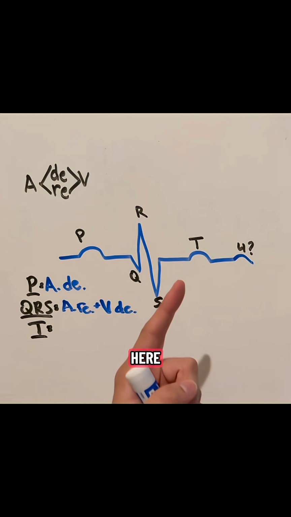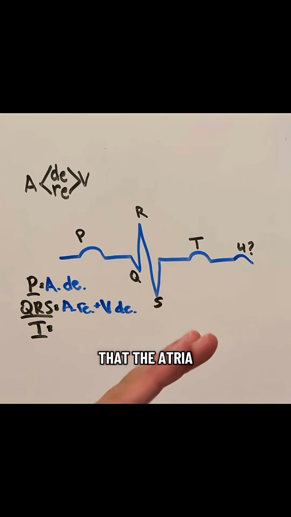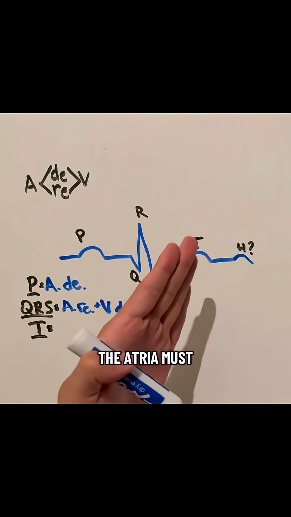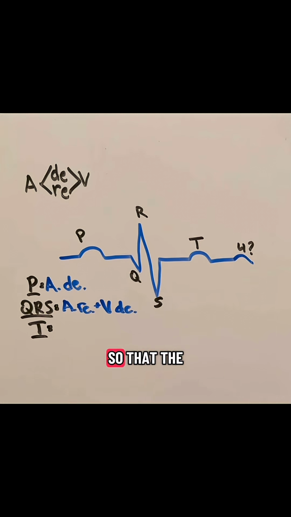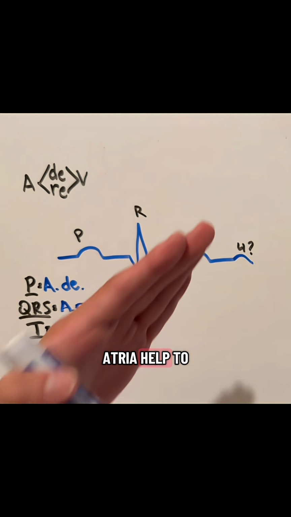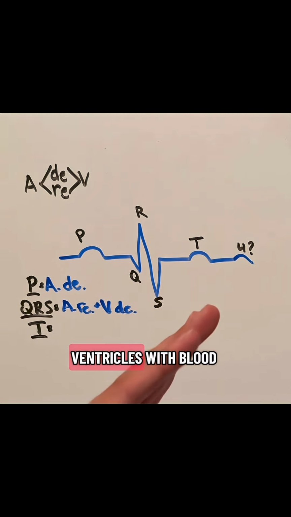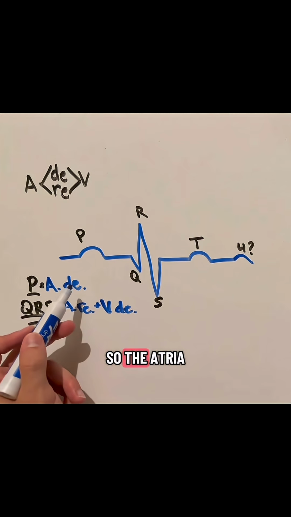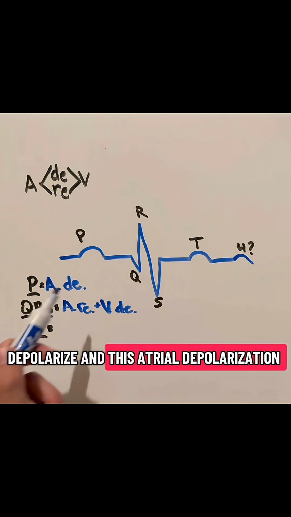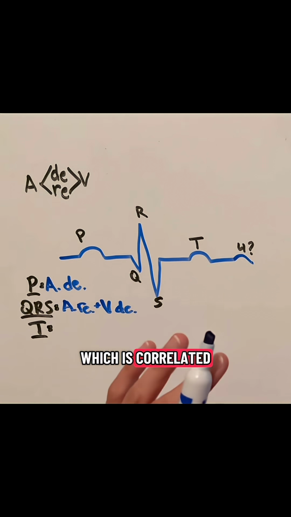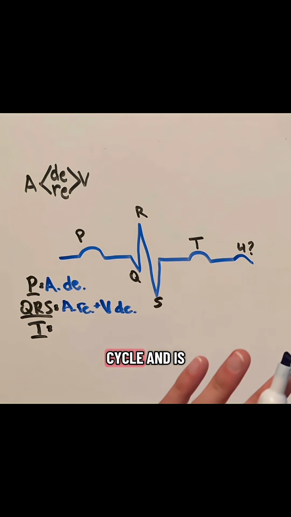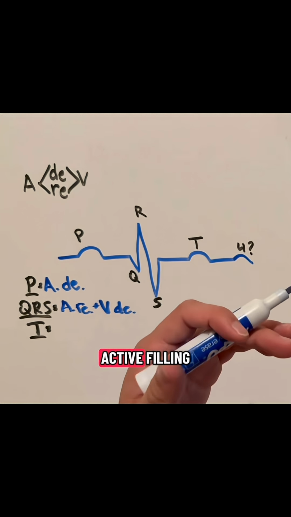That's one principle here. But the other principle here is that the atria must go before the ventricles, so that the atria help to completely fill the ventricles with blood. So the atria depolarize, and this atrial depolarization is atrial systole, which is correlated with stage 5 of the cardiac cycle and is active filling.